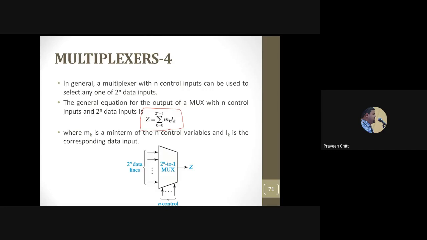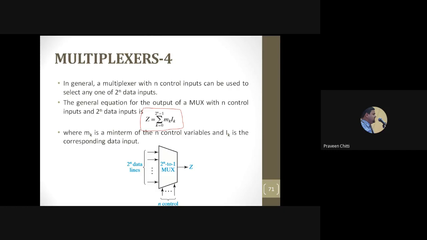Yes, Sahana, are you there? Yes, sir. Can you illustrate this particular equation by taking n equal to 2? You just have to substitute n equal to 2 and try to write the output equation you get, and check whether you get the same as the 4:1 mux equation or not. Can you give a try?